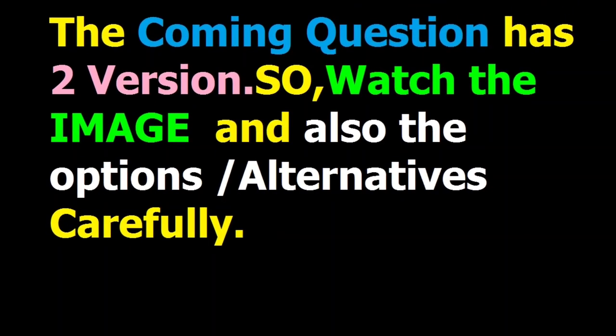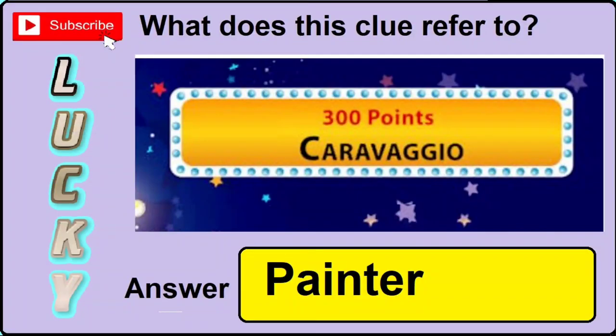Okay, this question number one has two different versions or types, so you need to watch the image. For example, in version one of this question, just watch the image. You can see it is written here Caravaggio. So if you find this set of image, then the correct answer will be Painter. So you need to click Painter in the answer box.